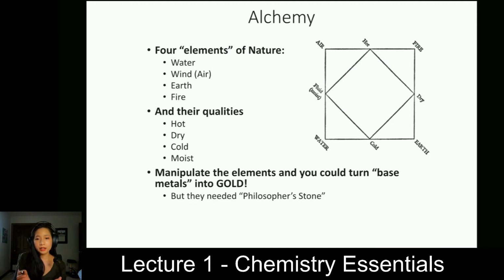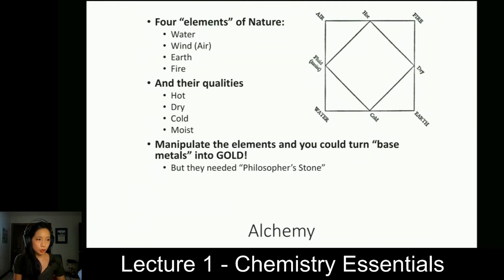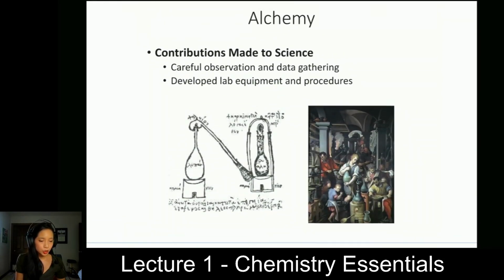And the whole point of this was to be able to manipulate metals to make gold. The whole goal of alchemy was to make the precious metal gold. That's why they had this: if you manipulate substances, you can transmute them to gold. That was their whole goal. Obviously, they failed at doing this, but in the process, they made a lot of contributions to science, which we talk about in this slide.